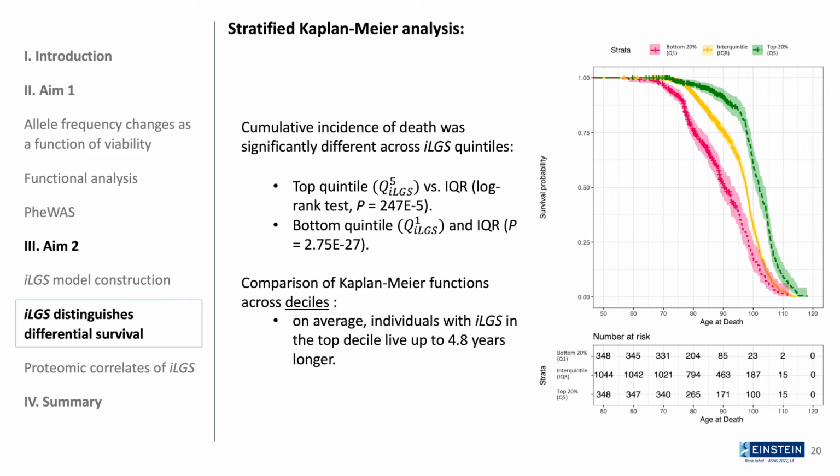We also carried out a stratified Kaplan-Meier analysis across the quintiles of iLGS to investigate if survival curves are significantly different across the top and bottom quintiles compared to the interquintile range. As evident here, iLGS is highly powered to distinguish differential survival at the quintile level. Comparison of iLGS at decile level shows individuals in the top decile live up to 4.8 years longer.